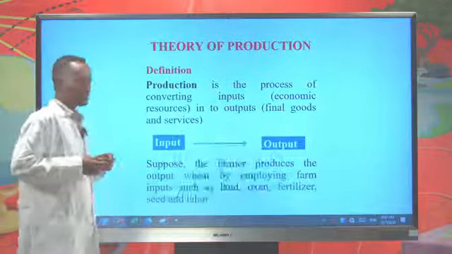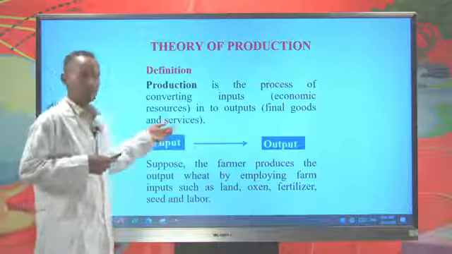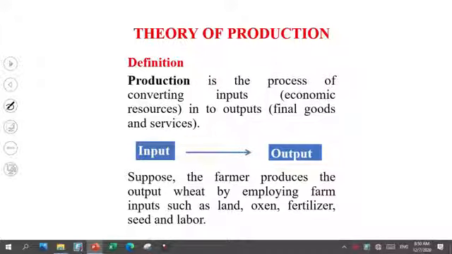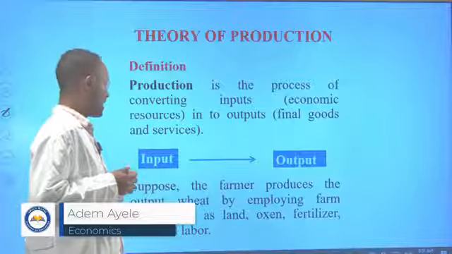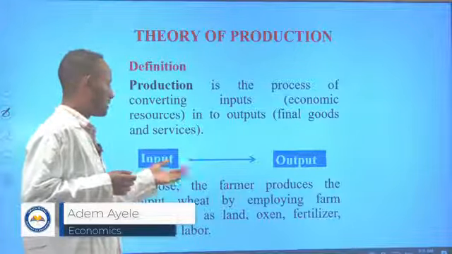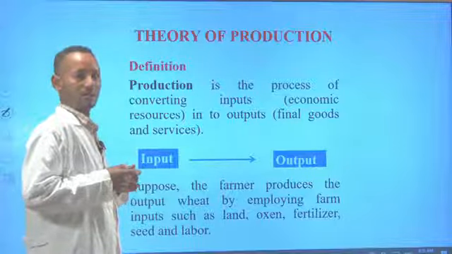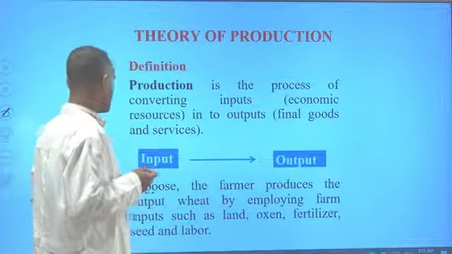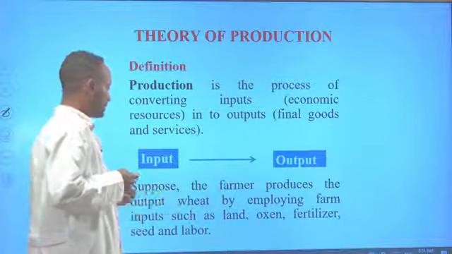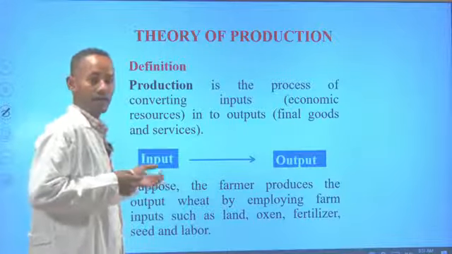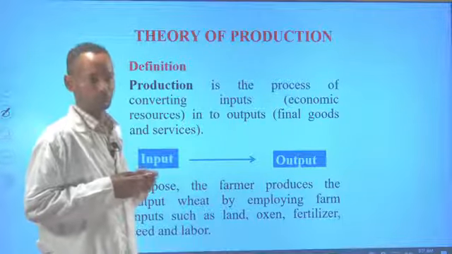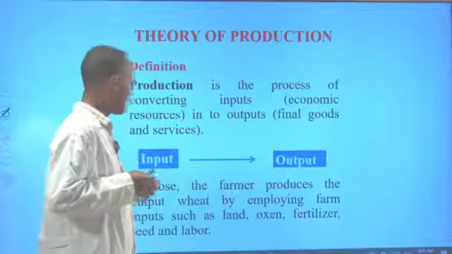Production is the process of converting inputs into outputs. It is the process of converting economic resources into more useful forms. Suppose the farmer produces the output wheat by employing farm inputs such as land, oxen, fertilizer, seed, and labor. From this example, land, labor, oxen, fertilizers, and the like are considered inputs, but the output is the wheat.